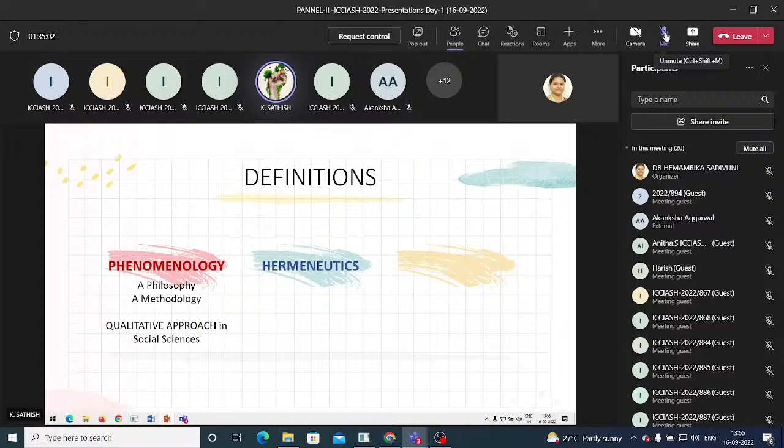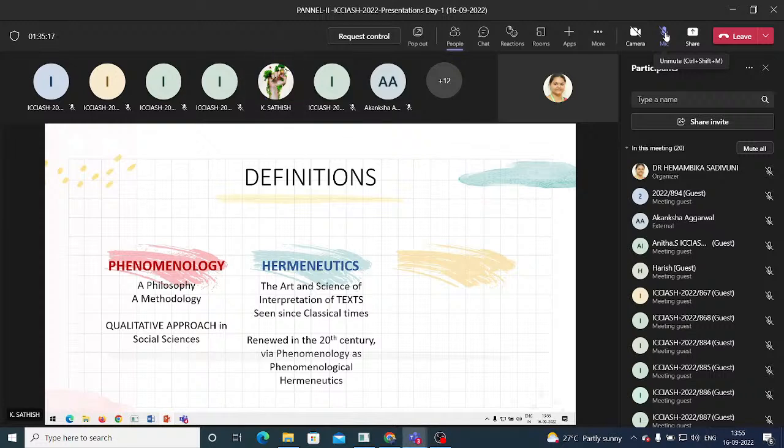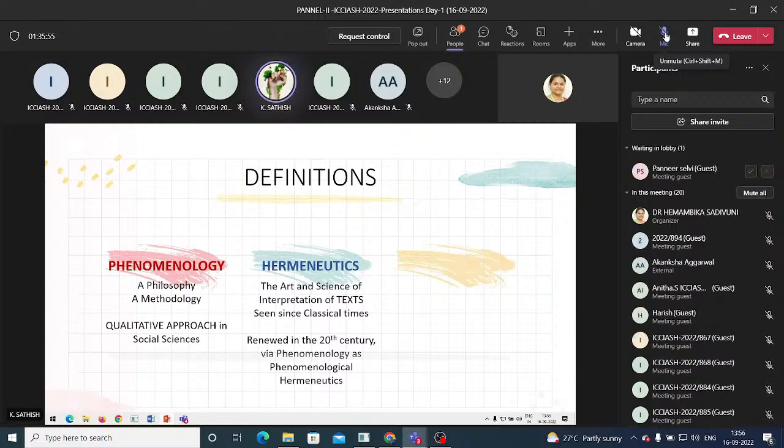What then is hermeneutics? Hermeneutics has had a very long history. It is the art and science of interpretation of texts. It has been seen since the classical times, and it was involved in the intellectual period of the Enlightenment in Europe for the interpretation of biblical texts, legal texts, and later on for imaginative literary texts with the coming of the Romantic age in literature. Hermeneutics in the 20th century was absorbed as an interpretative method by the social sciences via phenomenology. And that is how it is a method now called phenomenological hermeneutics.